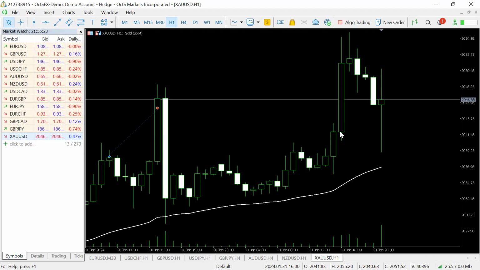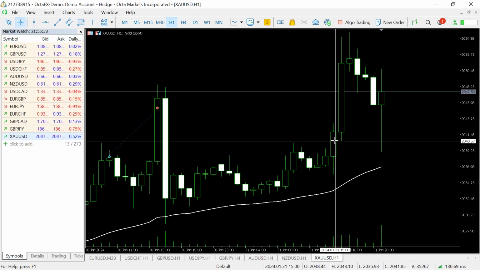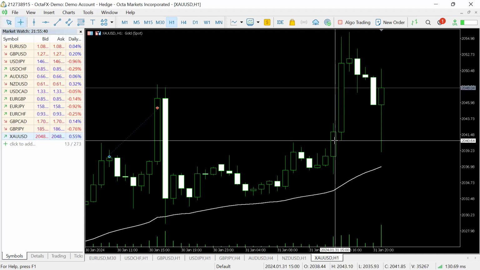Where's the lowest point this candle got to? Where's the low of this candle? What's the price? 2040.63. This has to be it, this place here. So let's confirm that. 2040.63, you can see it there. That's the lowest point that this candle got to.